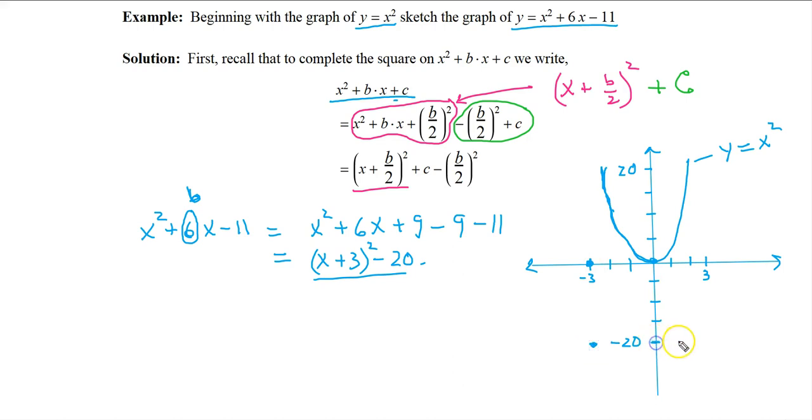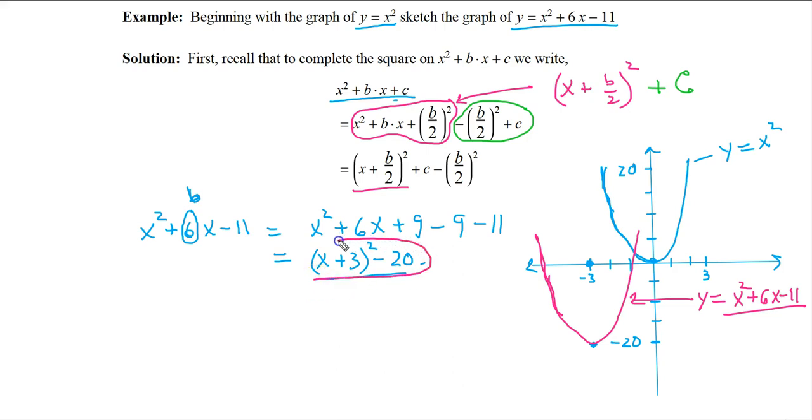I have that marked as negative 20 on the y-axis, so the x and y axes are not quite to scale. They're not using the same scale. And then our graph would just look like this. Something like this. And you can sketch that on your calculator to check that out. So that is the graph, and the way we obtained it was by completing the square to rewrite it into a form where we could easily read off a left or right and an up or down shift.